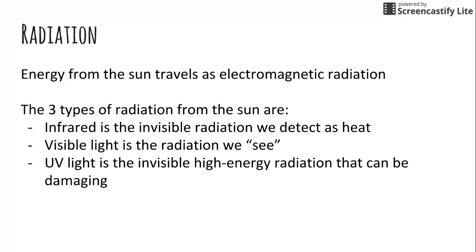Visible light is the radiation we actually see. And UV light is the invisible high energy radiation that can be really damaging to your skin. Now, our ozone layer usually protects us against this UV light, but when you have things like ozone depletion due to pollution, that's when you start to not have this protection anymore. Sunblock is also to block UV radiation.